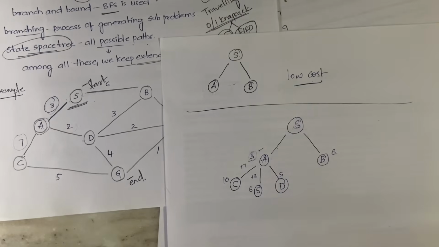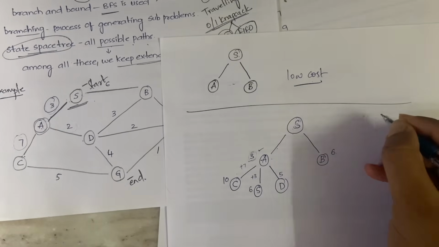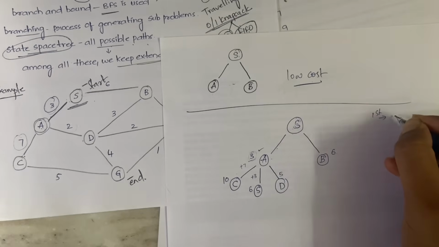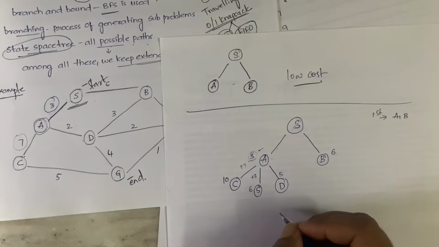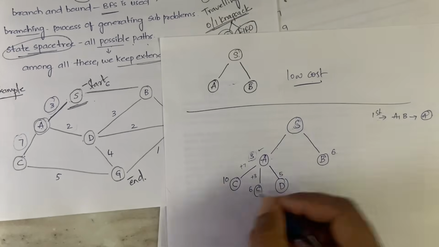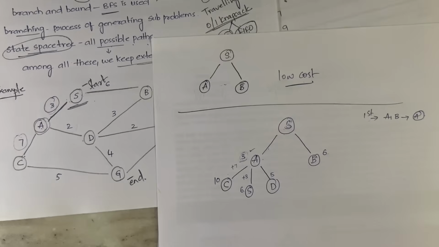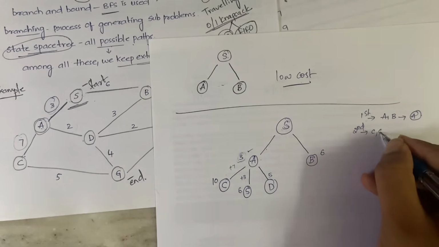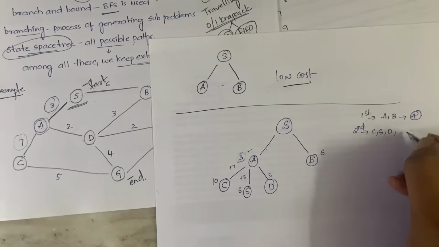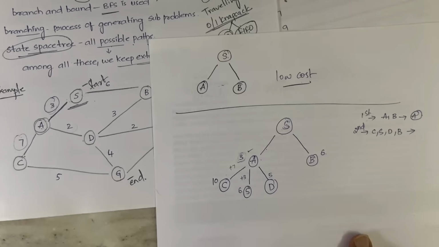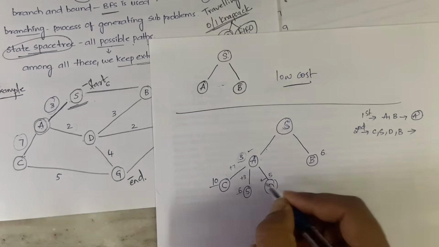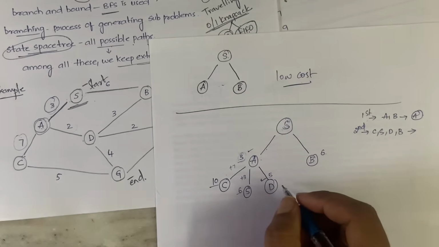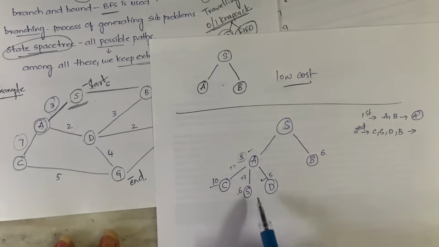Now what are your leaf nodes of the tree? In the first iteration, your leaf nodes were A and B. Among A and B, you picked to extend A, because A has the lowest weight. Now in the second iteration, among C, S, D and B, what has the lowest cost? D has the lowest cost, right? So now you have to pick D to expand. Why? Because among 10, 6, 5 and 6, D has the lowest cost. So you have to start expanding D now.